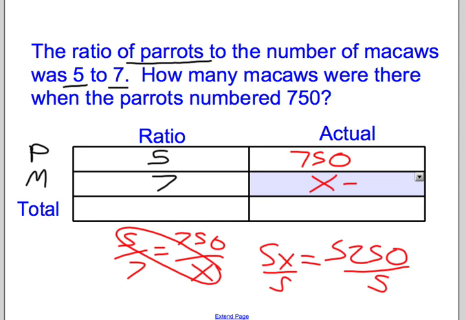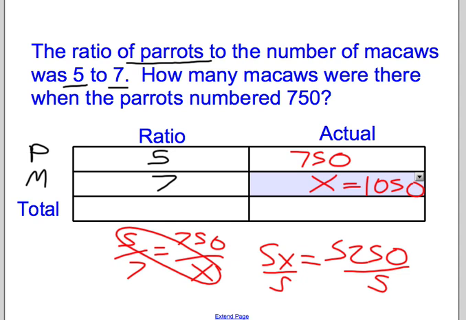Okay, good. So x equals 1,050. That would be your answer. Okay, just do your cross products and solve. The shortcut. If your numbers will work out evenly, you can use this shortcut. Sometimes they don't work out evenly, and then you need to use your ratio and proportions.